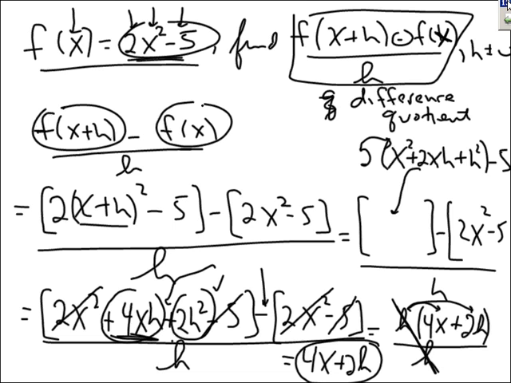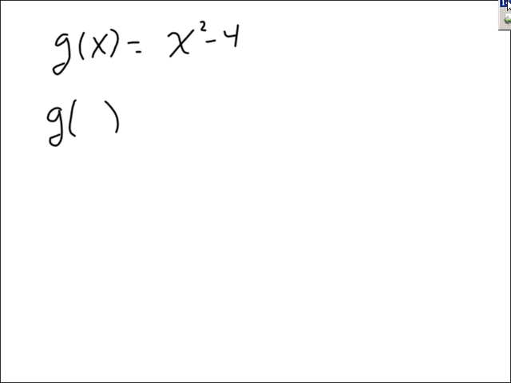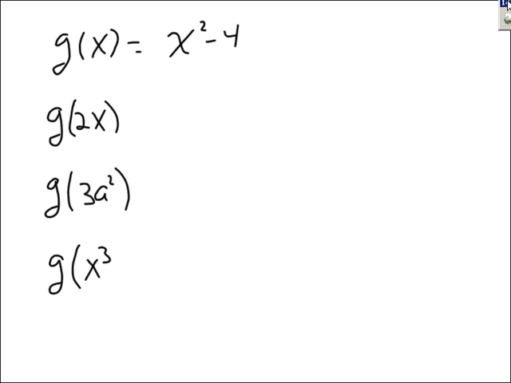All right. Just try one more with these evaluations. It won't be with the difference quotient though. If you're told that g of x is equal to x squared minus 4, and you're asked to find g of these things: g of 2x, g of 3a squared, g of x cubed.